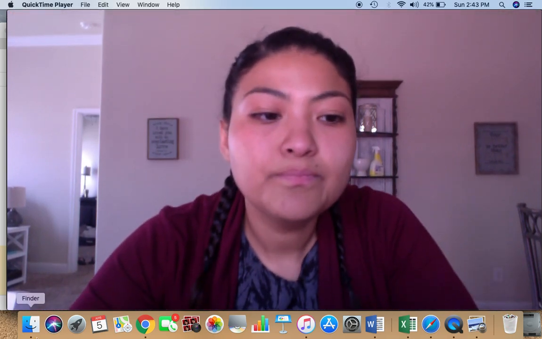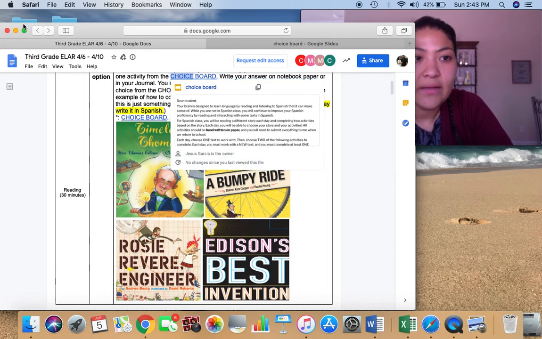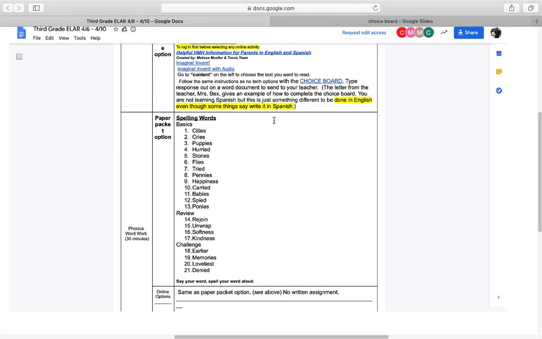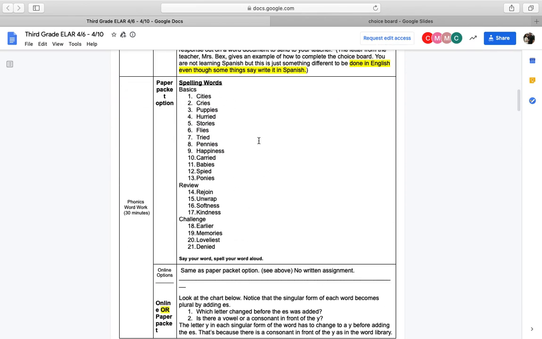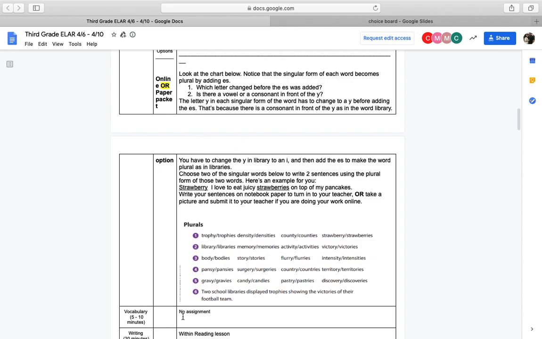All right, so let's go back to this. Oops, zoomed in way too much. Okay. So now these are our spelling words for the week, guys. The instructions say, look at the chart below. It's this chart. Does this look familiar to y'all? I hope so. Notice the singular form of each word becomes plural by adding ES. So I want you to think of these two questions, guys. One, which letter changed before the ES was added? And two, is there a vowel or a consonant in front of the Y?